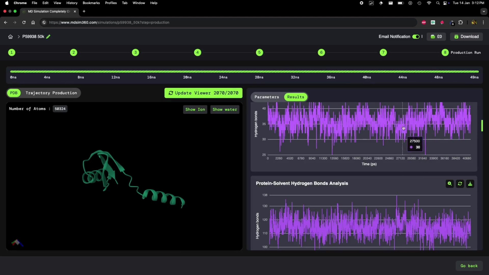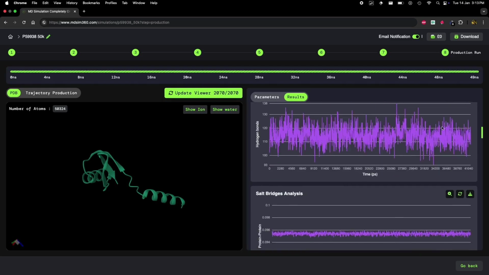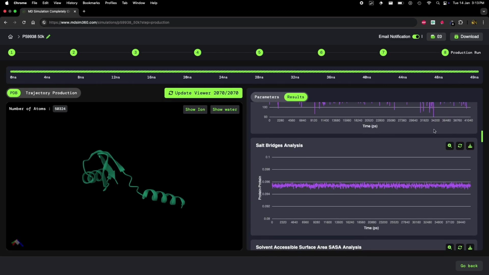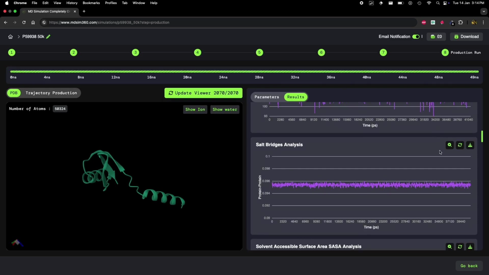But right after that, there's a sharp increase in protein-solvent hydrogen bonds. This tells us that some hydrophilic regions of the protein are being exposed, breaking their internal bonds, and instead forming new ones with the solvent. Now, let's check out the next graph. This is the salt bridge analysis. Looking at the trend, we can see that it remains almost constant throughout. There aren't any major fluctuations or significant changes in the data.